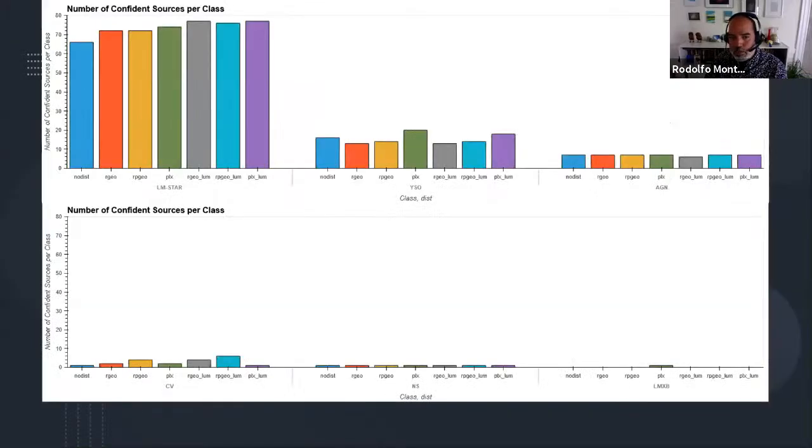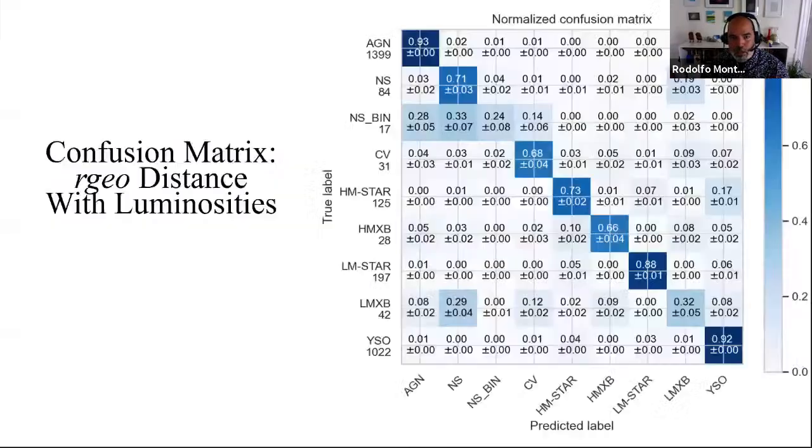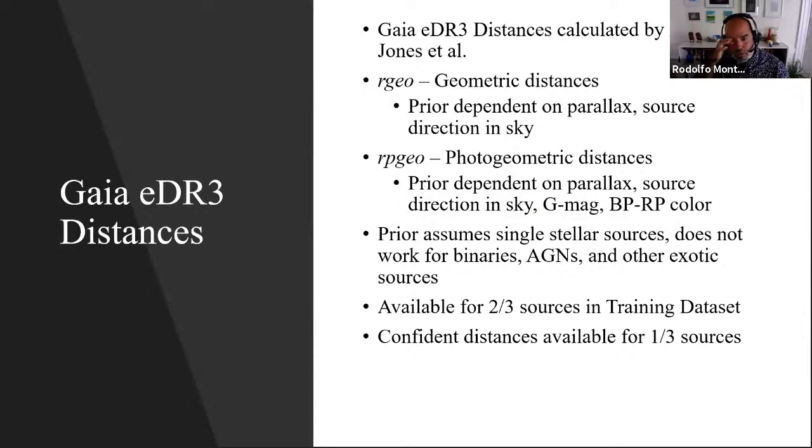So you do have a lot of binaries in your sample. You mentioned that the distances, the Bailer-Jones distances, were not reliable for those. How are you dealing with that?